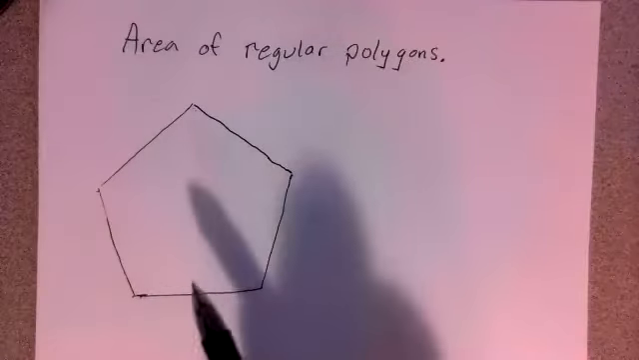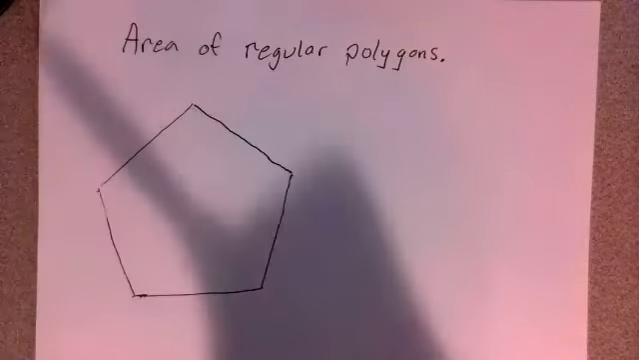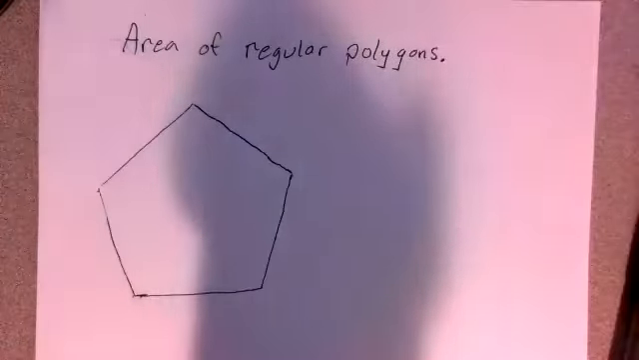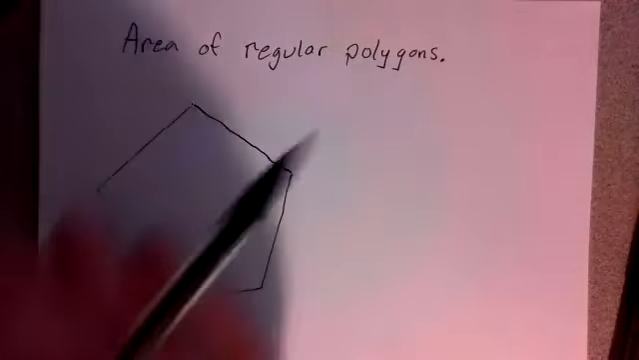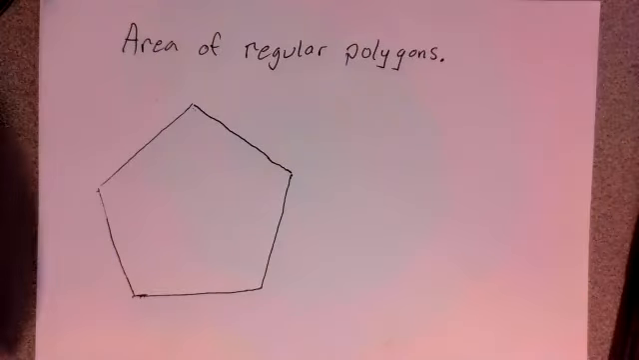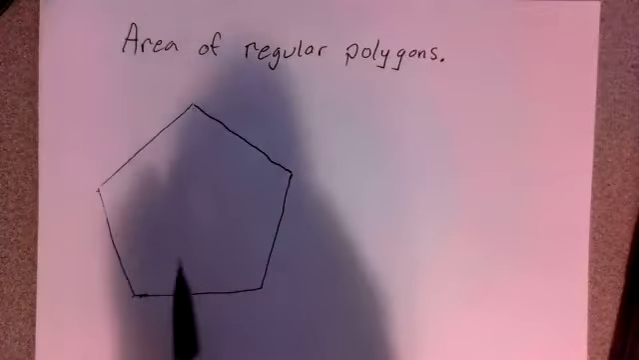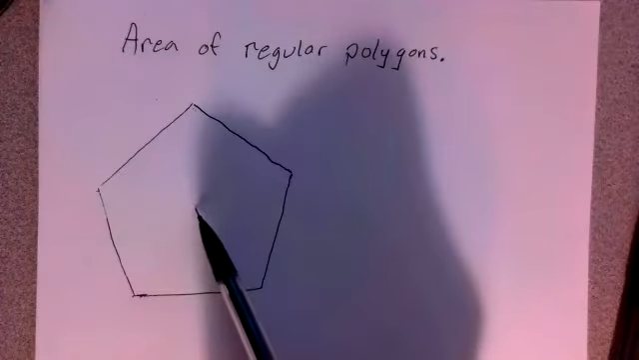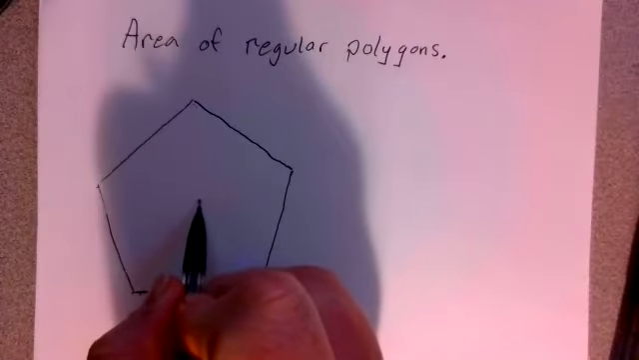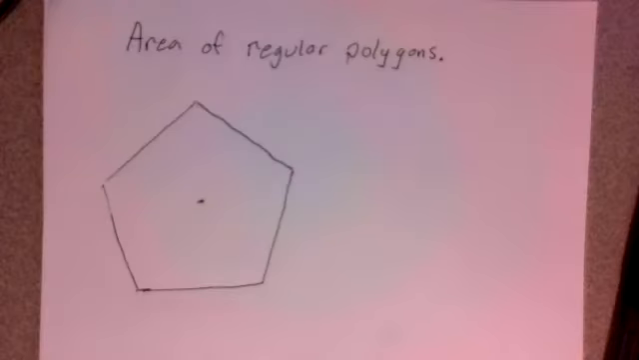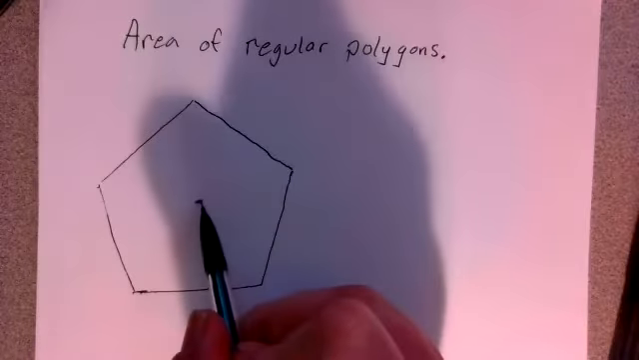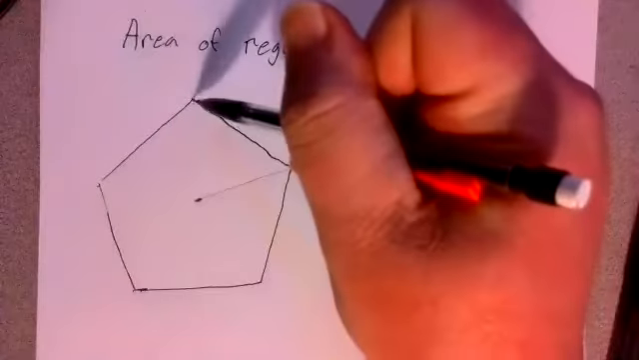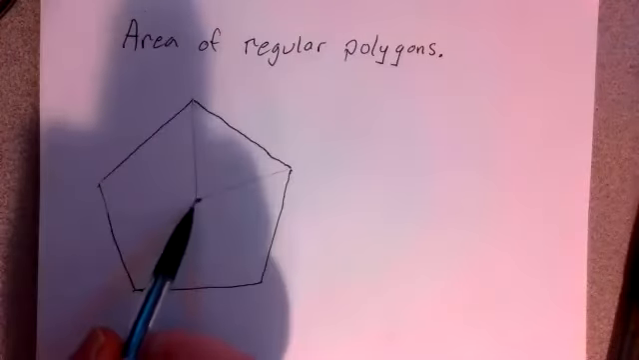And there's actually a really cool way of doing that. What I'm going to do is going to be true for any pentagon that we come across. What I can do is find a point right in the middle. So let's say that that is perfectly in the center. And I draw a line to every vertex, all the little points on this pentagon.